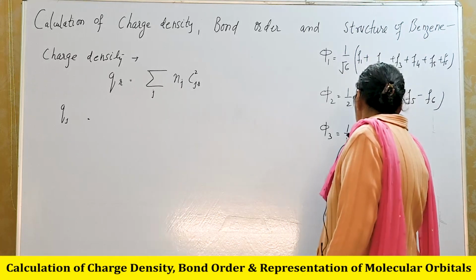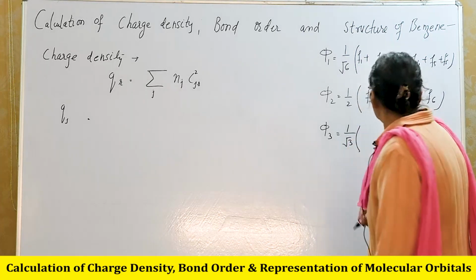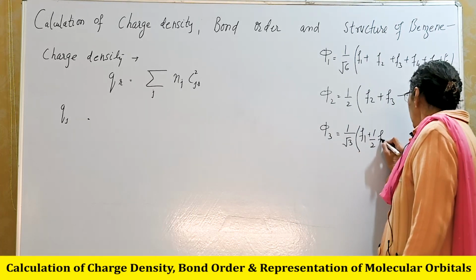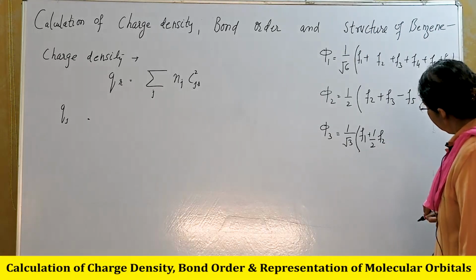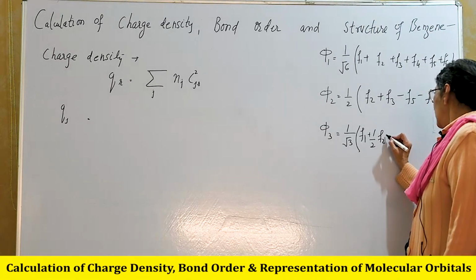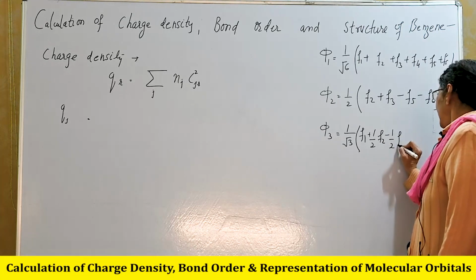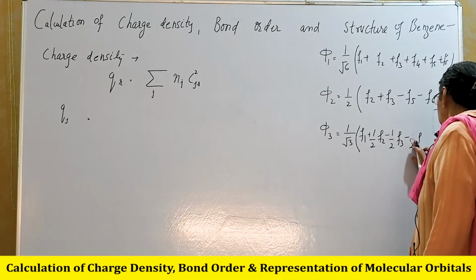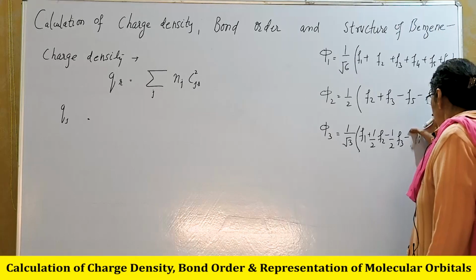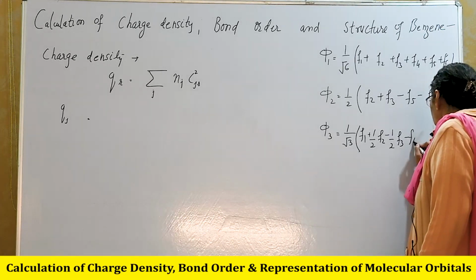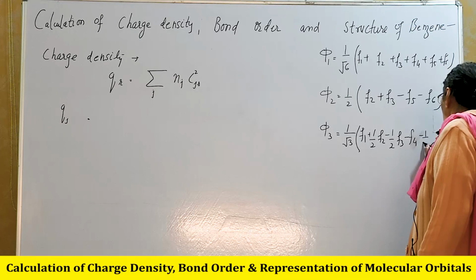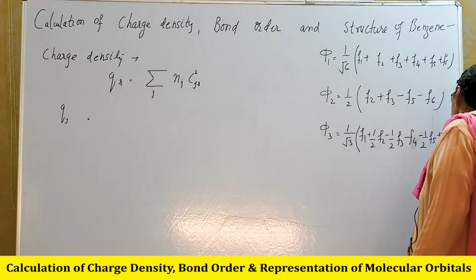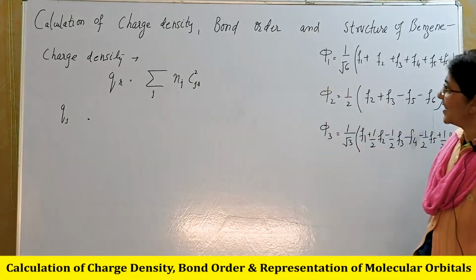and phi 3 is equal to 1 by root 3 times phi1 plus half phi2 minus half phi3 minus phi4 minus half phi5 plus half phi6. Thank God that the charge calculation is in square.